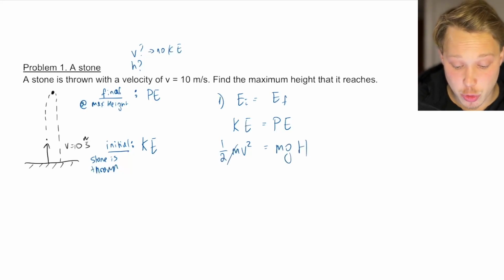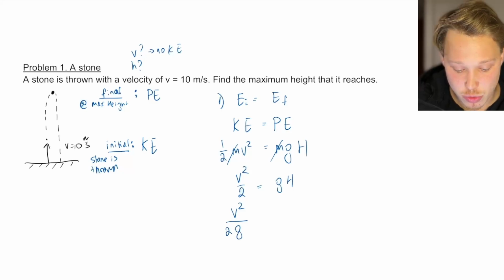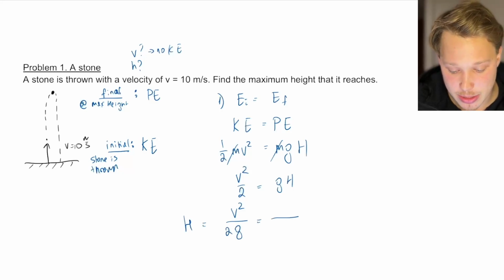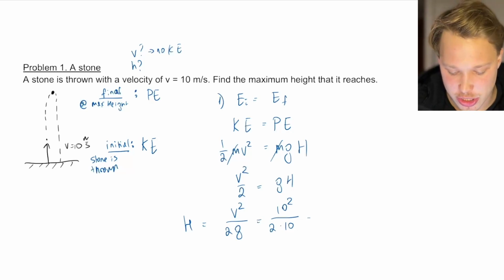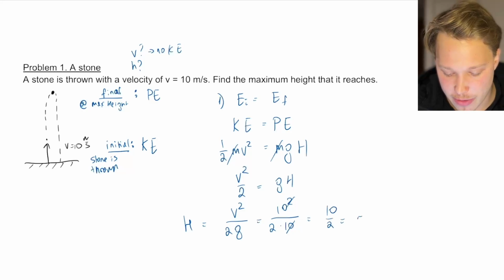Now we can divide both sides by m, and v squared over 2 is equal to gh. Then divide both sides by g because we're solving for the maximum height. So 10 squared times 2, I will just use 10 for g for simplicity of calculations. So this will be 10 over 2, or 5 meters.